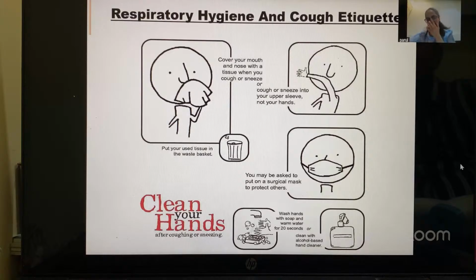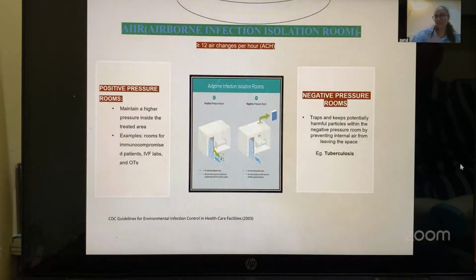Respiratory hygiene and cough etiquette remain important when we are talking about respiratory infections. There are positive pressure rooms and negative pressure rooms. One of the common exam questions in entrance tests is the number of air exchanges per hour, which has been changing but is most commonly decided as more than 12 air changes per hour. A positive pressure room is a room which maintains a higher pressure and is where the immunocompromised patients or OTs are usually kept, so that no infection can enter the room.